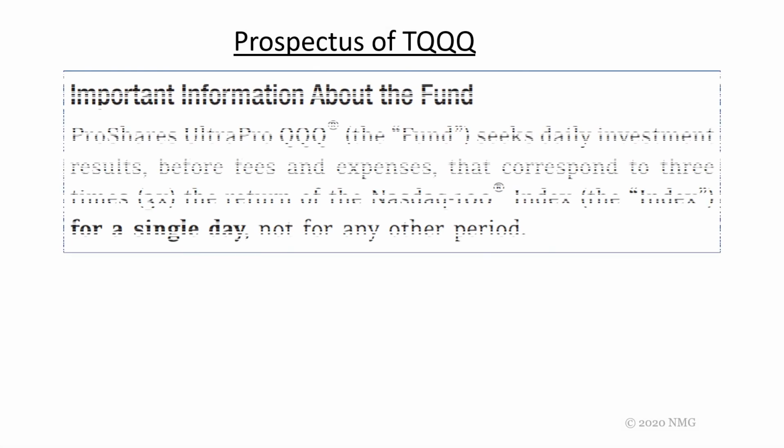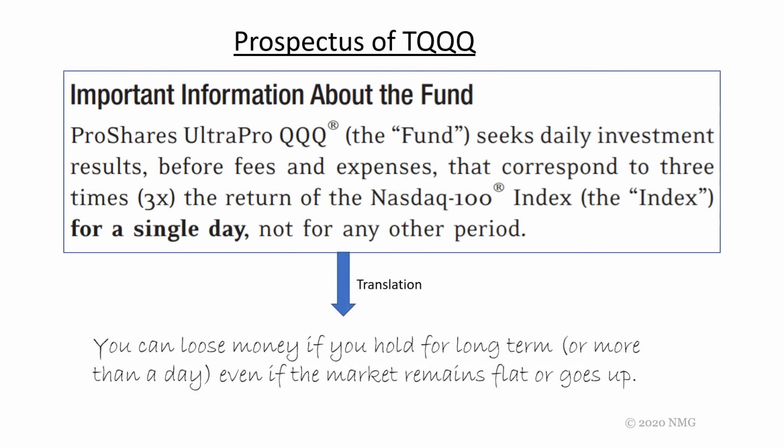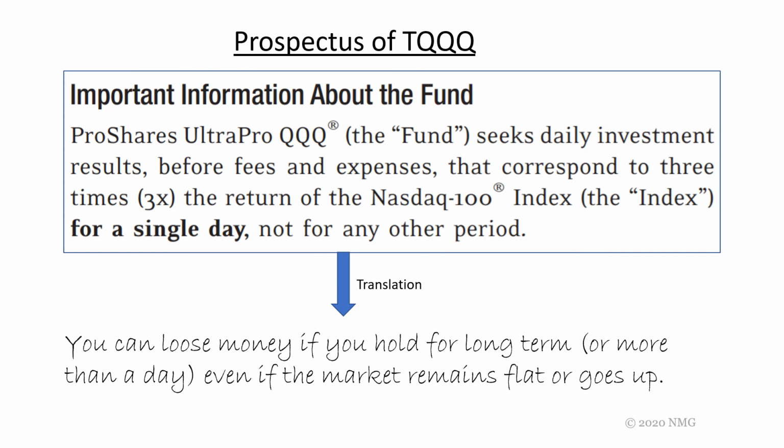Here is an excerpt from the prospectus of TQQQ. It says, TQQQ seeks daily investment results that correspond to 3 times the return of the Nasdaq 100 index for a single day, not for any other period. This loosely translates to, you can lose money if you hold for the long term even if the market remains flat or goes up. Leverage ETFs are good for day trading and not for the long term.